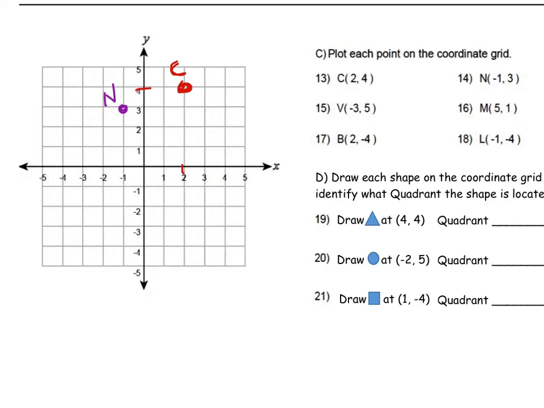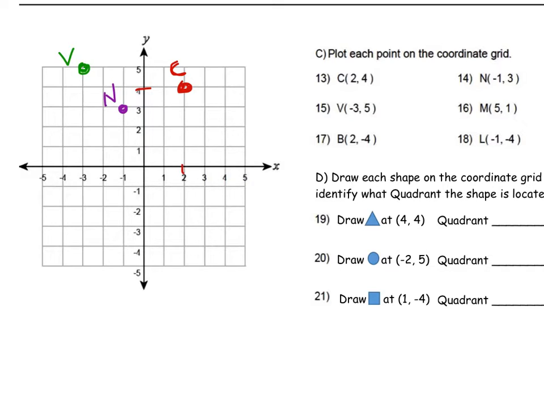15, (-3, 5), bam. There it is, V. What if you don't label them? Will you lose points? Yes. Only on a test. And yes. 16, (5, 1). There it is. I found it. M. This is so easy. Yes! I'm glad someone caught that. Someone's paying attention. That was in the wrong place on purpose.